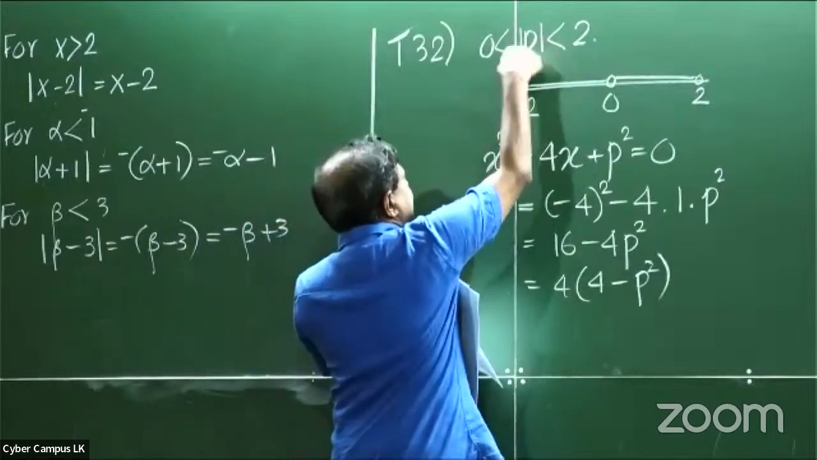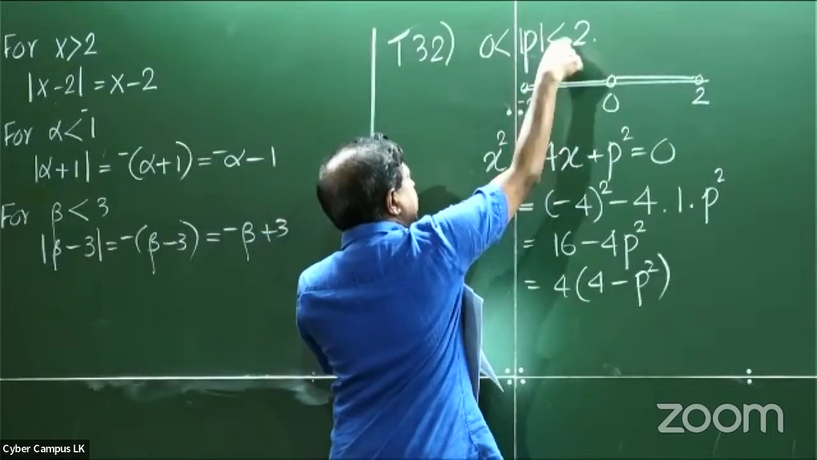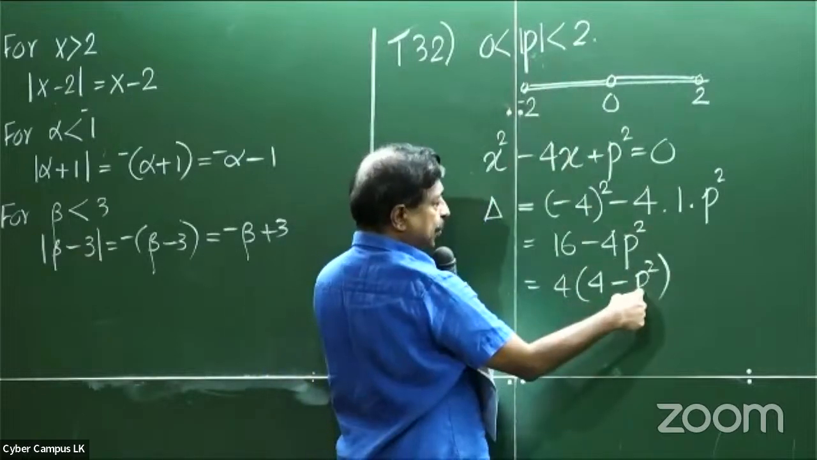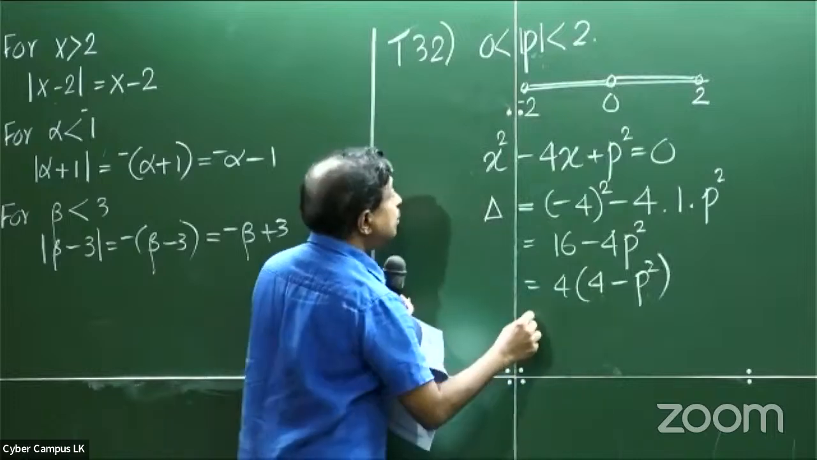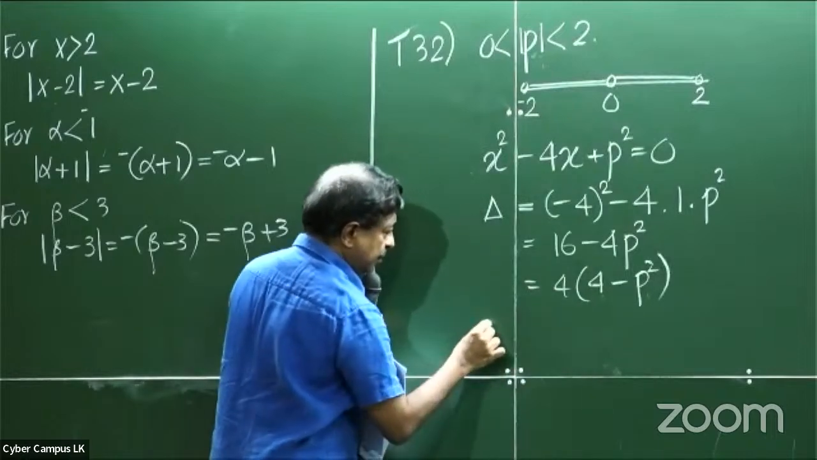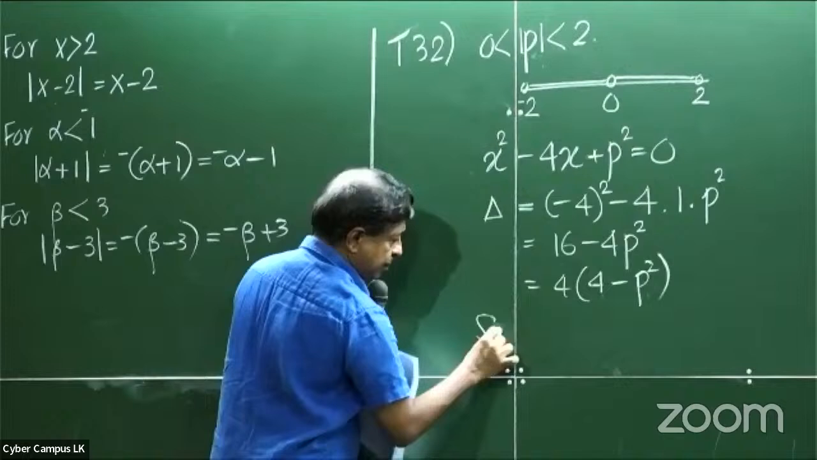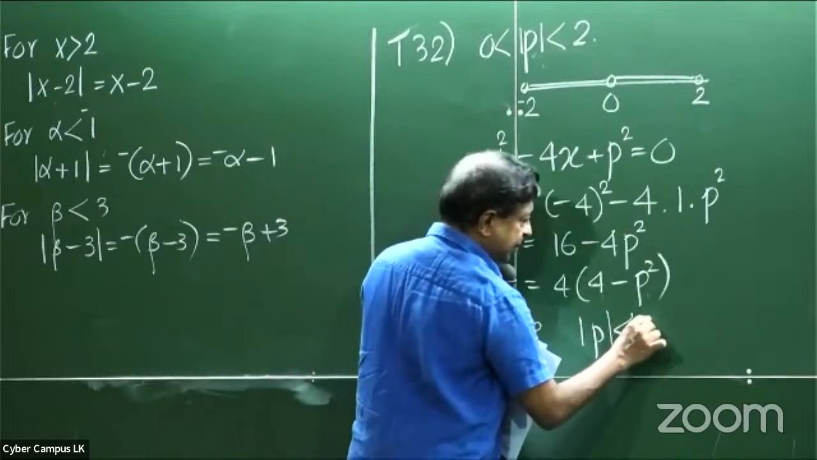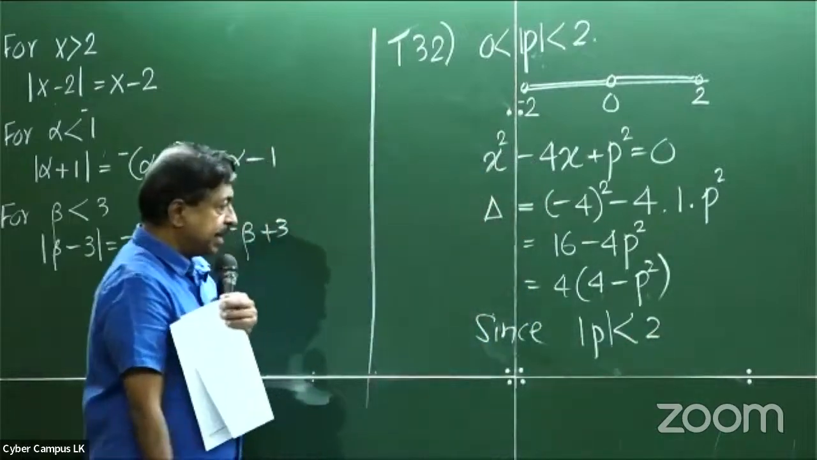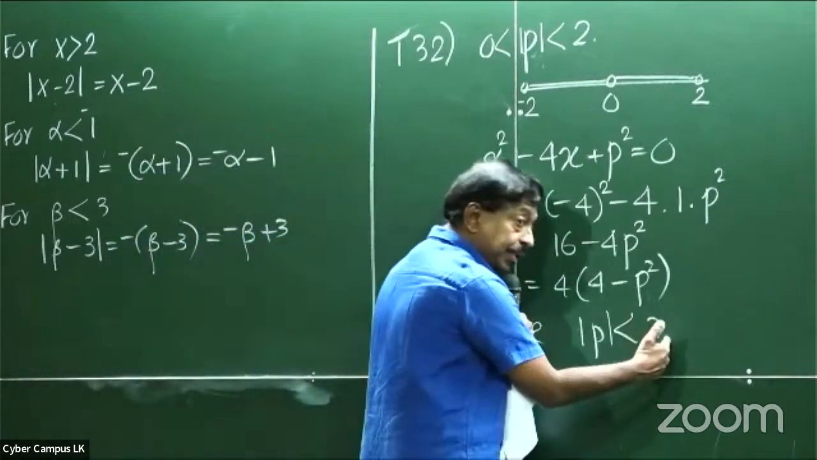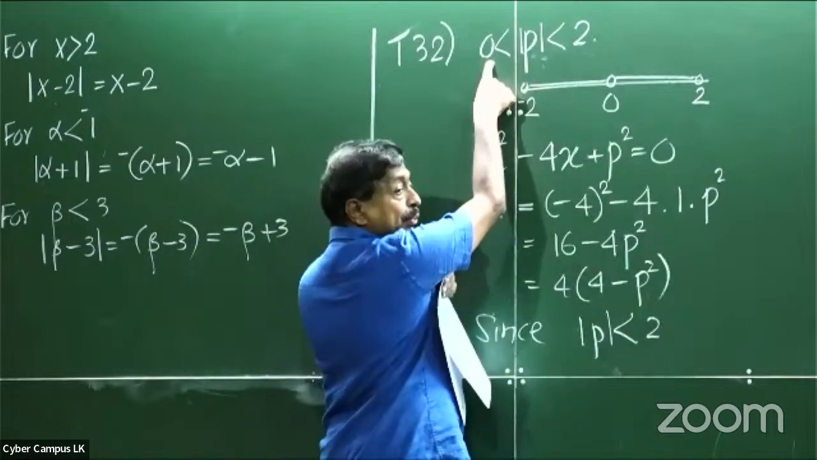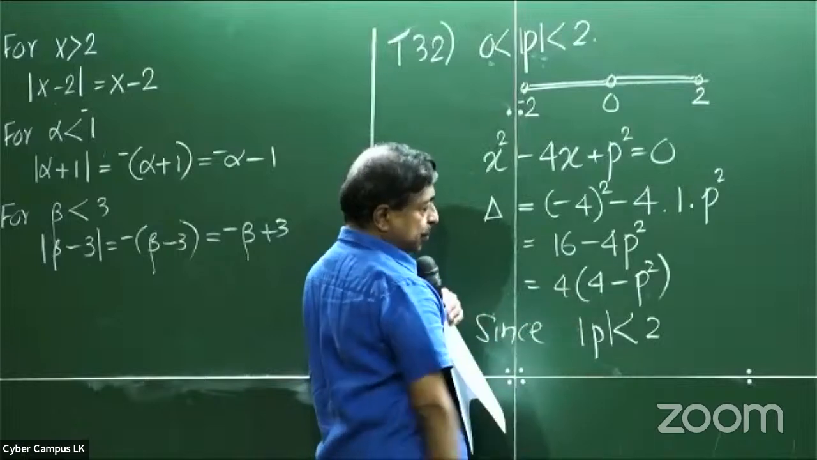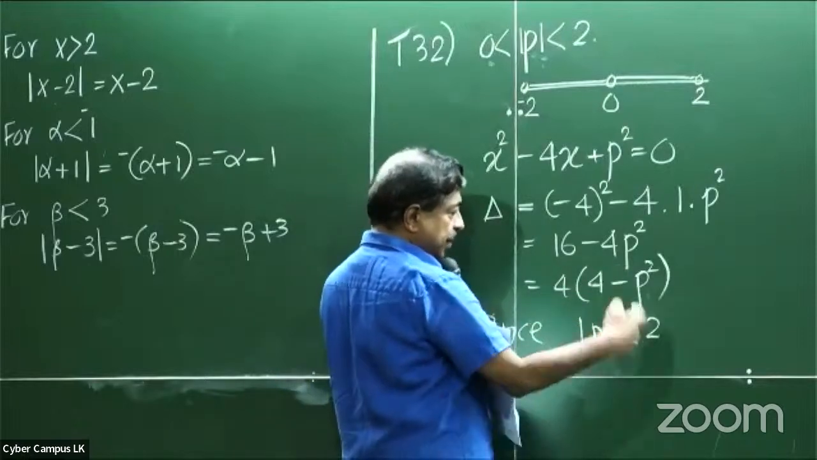You can start from this one. Mod p is less than 2, because that's what you need. If you square mod p, you get p squared. If you square 2, you get 4. So mod p is less than 2. Since it's an inequality and both sides are positive, because look, it's strictly positive. Even with 0, you can do that, but if one side is less than 0, then you cannot do it. Why not?